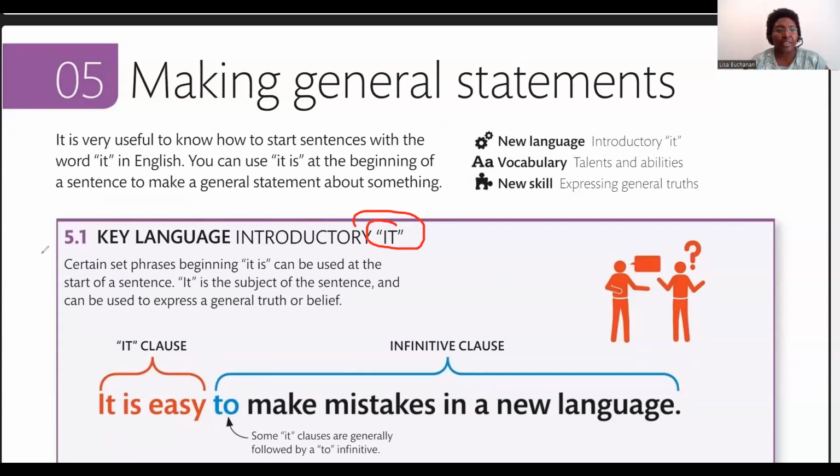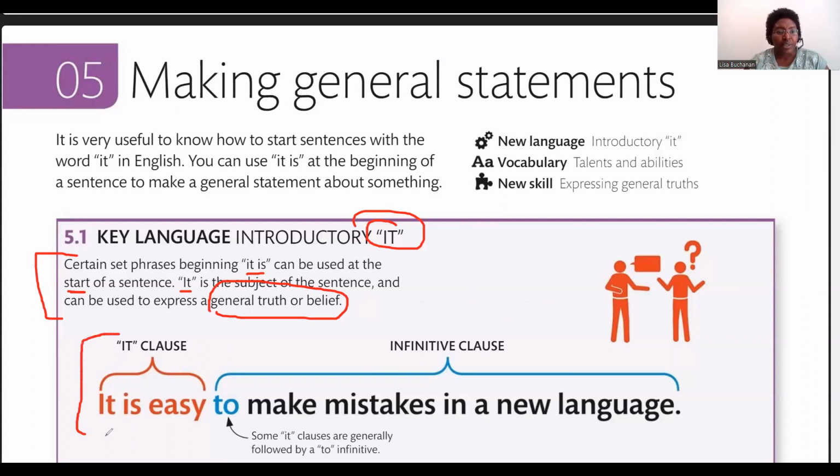So we're just going to read the key language introductory to it. Certain set phrases beginning "it is" can be used at the start of a sentence. It is the subject of the sentence and can be used to express a general truth or belief. So we use it to express a general truth or belief. So we have a nice example here.